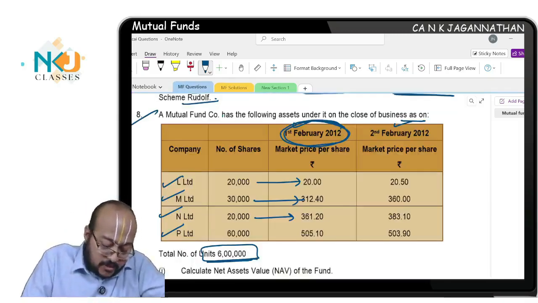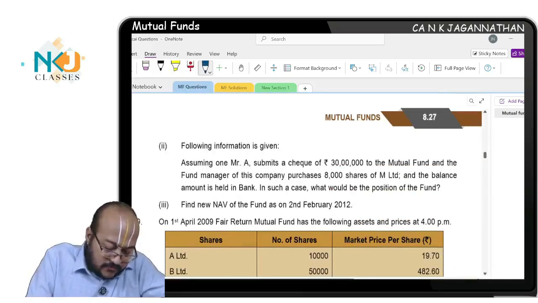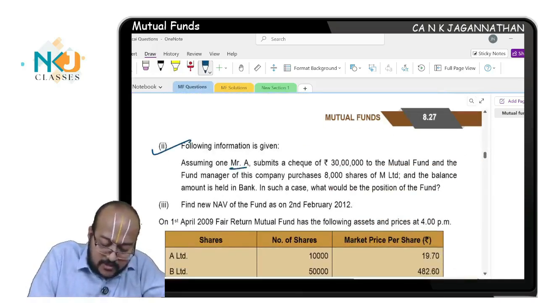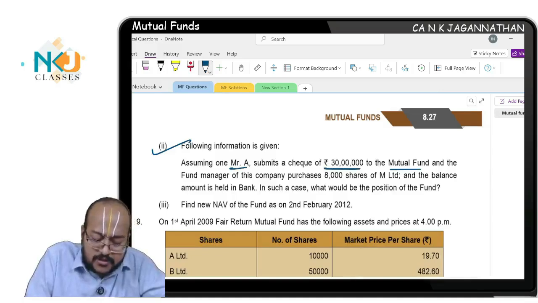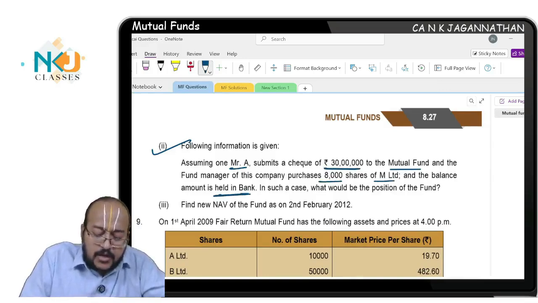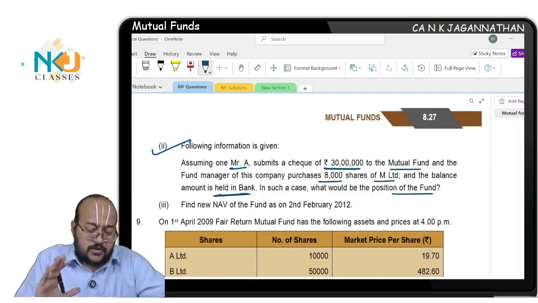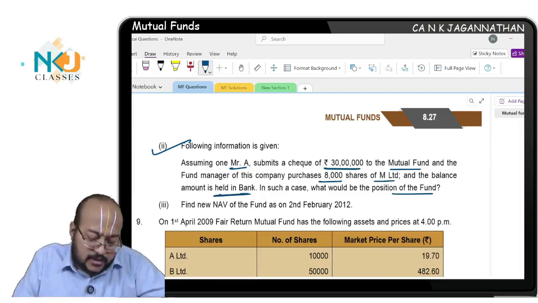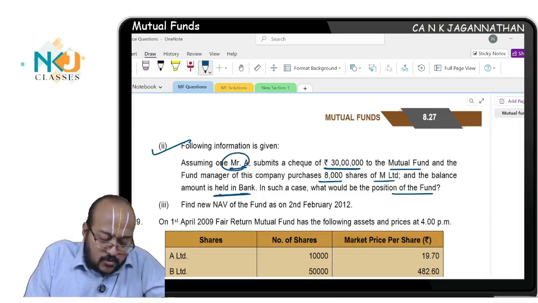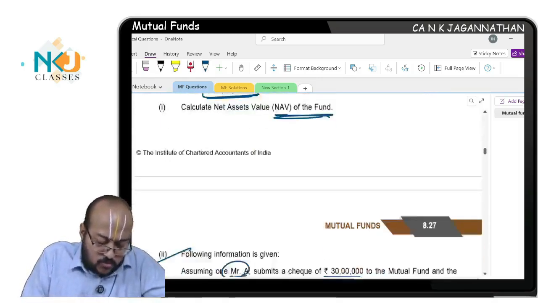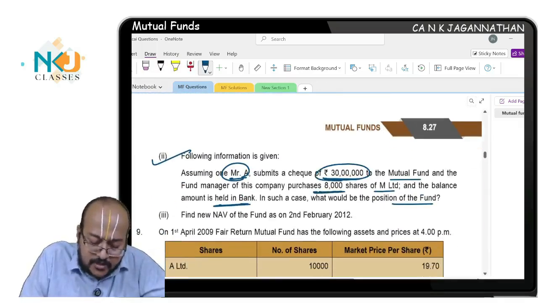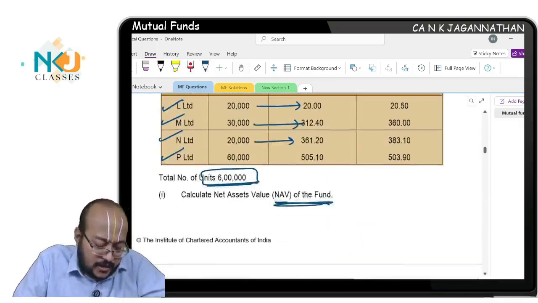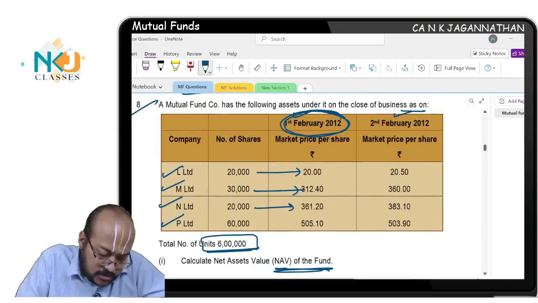Correct? Next, part 2, what they are asking is simple and straightforward. Assume one Mr. A submits a check of 30 lakhs to the mutual fund, and the fund manager of this company purchases 8,000 shares of M Limited, and the balance amount is held in the bank. In such a case, what would be the position of the fund? You tell me, children, what is the M Limited share price on 1st February?